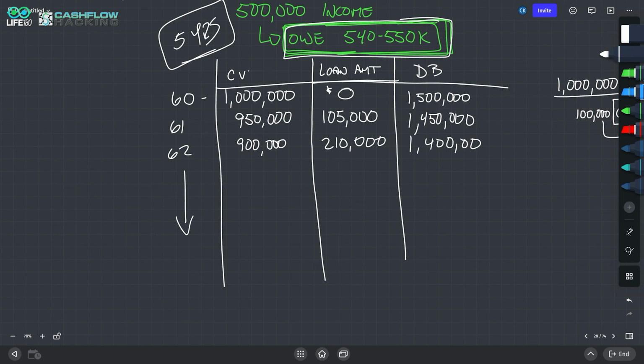We're going down here. Let's say we hit 65 or 66 and we've got $100,000 or $500,000 in loans. We have a net cash value of 750,000-ish. We have a loan amount of about 550K and the death benefit's only about $1 million, right? That's about what it would be, ballpark. Maybe 1.2, something of that nature. But this is the idea.